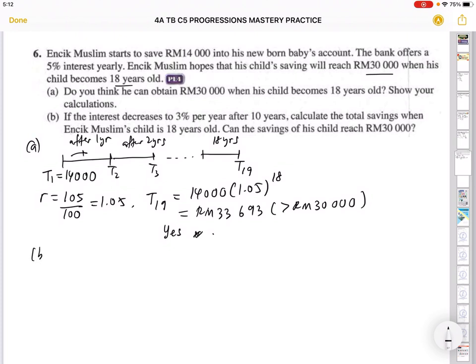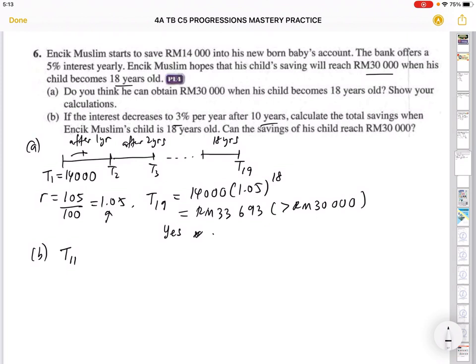B, if the interest decreases to 3% per year after 10 years, calculate the total saving. Can this saving be 30,000? Okay, now the first 10 years shouldn't be a problem. You're just using back the same interest rate of 5%, so your R is 1.05. But we need to calculate after 10 years. Remember, after 10 years, T11, we need to find out what's your T11 first, right?